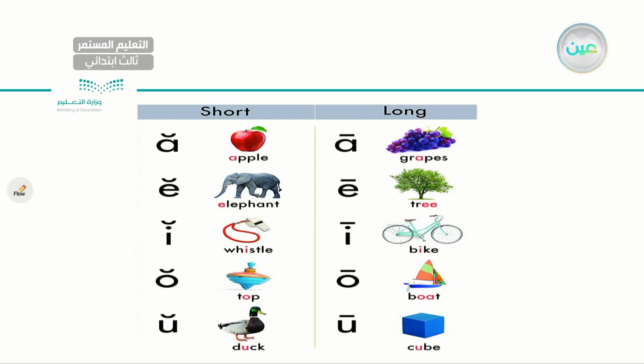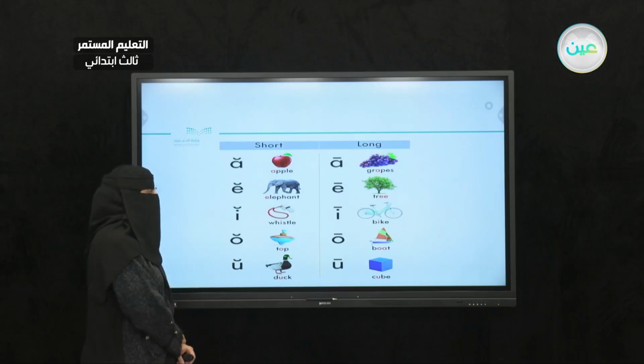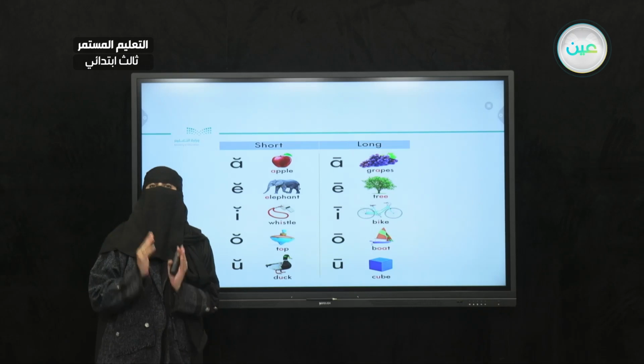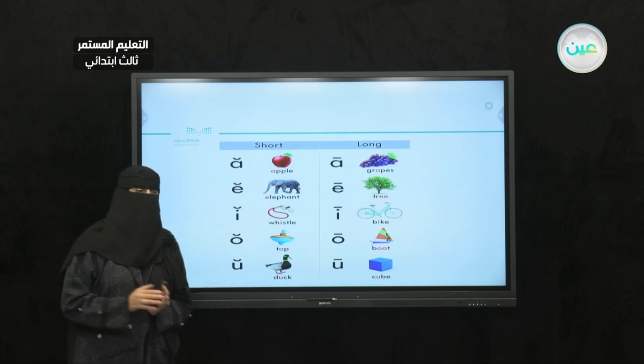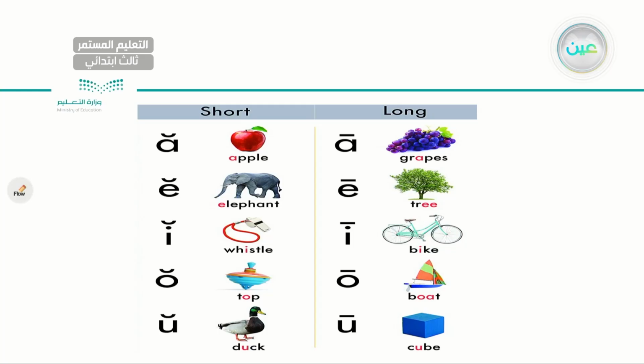Now let's move to the E. Let's start with the short E. Elephant. So that's a short E. Now let's go to the long E. Tree. E. Tree. So I have the short E, elephant, and the long E, tree.